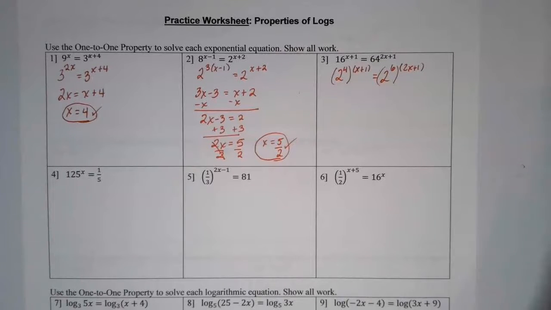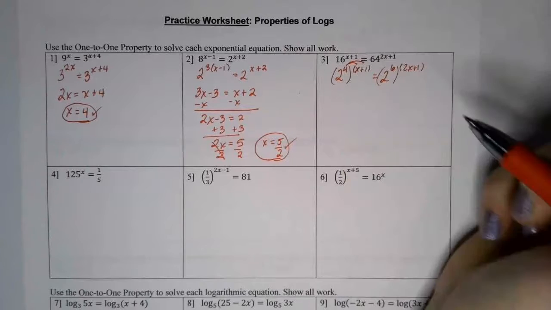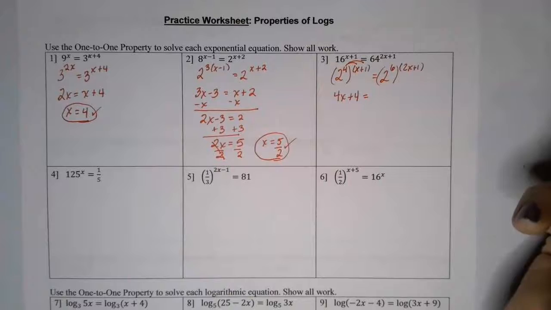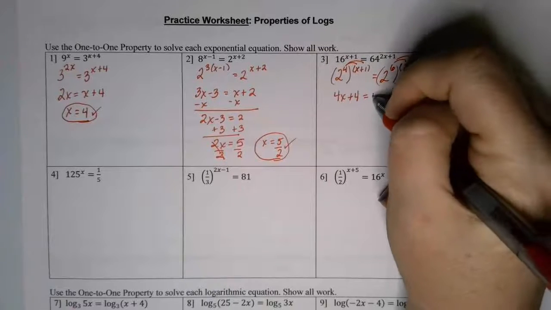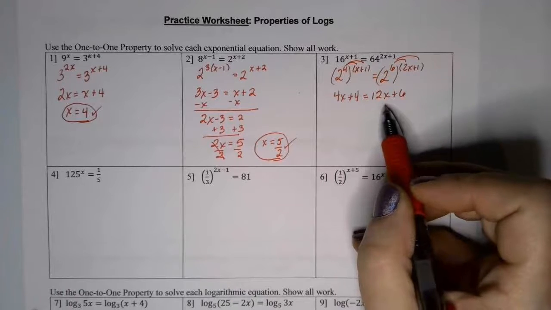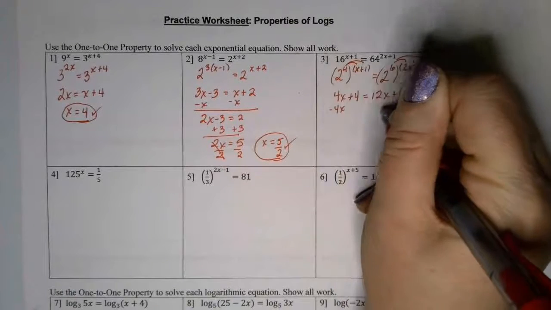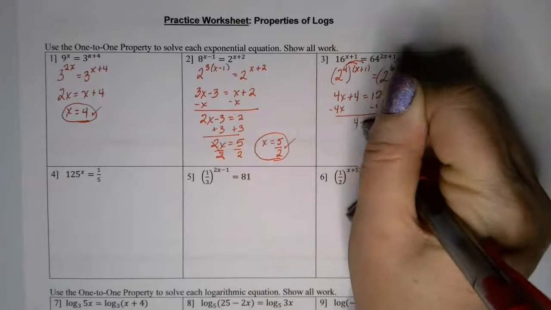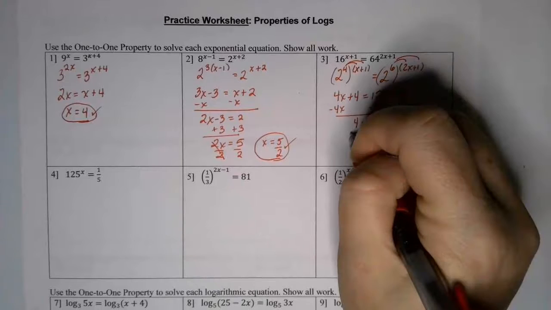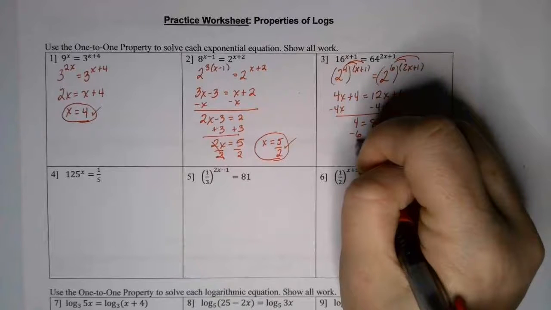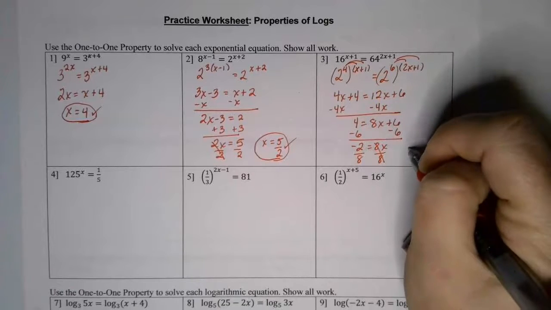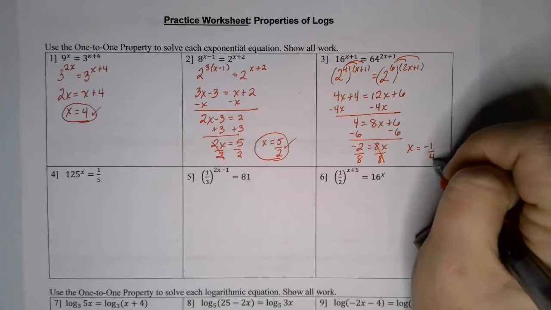So we're going to go ahead and distribute this 4 over the binomial, so we'll have a 4x plus 4 on the left, and then we'll distribute the 6 to get a 12x plus 6 on the right. Okay, then we can solve this linear equation by subtracting 4x from both sides, and 4 is equal to 8x plus 6. Then we'll subtract 6 from both sides, and negative 2 equals 8x. Divide both sides by 8, and x is equal to negative 1/4.